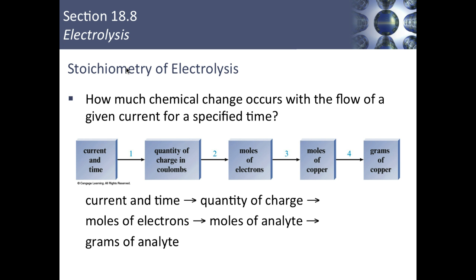This is what we're going to use in a second just to do an example. This is our process that we're going to use to figure out how much current or how much of a change is going to occur over that specified amount of time. We're going to start off with our current and time information, then move on to the quantity of charge in coulombs, which will lead us to the moles of electrons, then moles of the actual copper, or whatever the case is, out into grams.